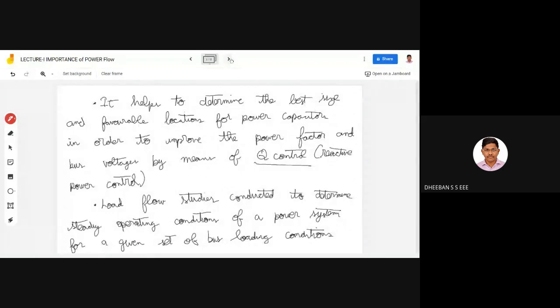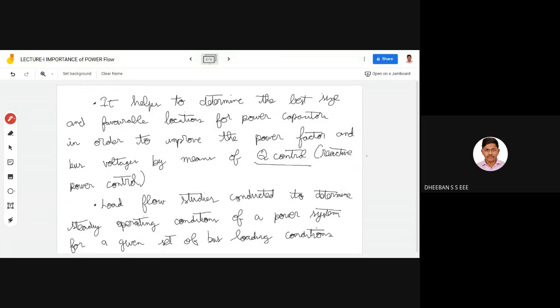So moving on, this load flow helps to determine the best size and favorable location of power capacitors. So what is the need of the power capacitor? The need of the power capacitor is to improve the power factor.